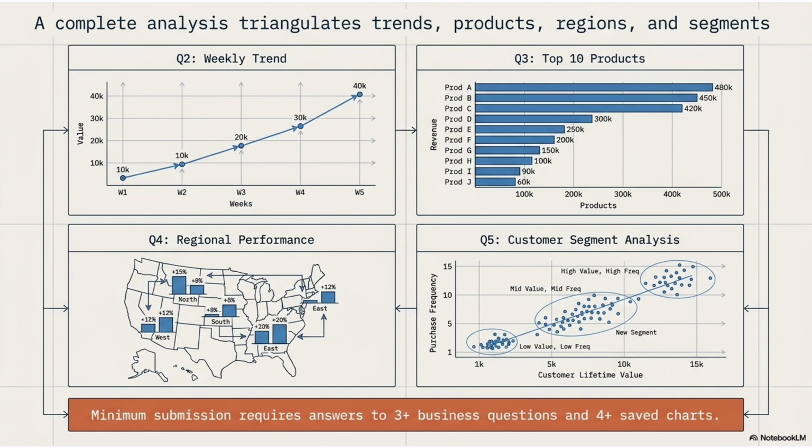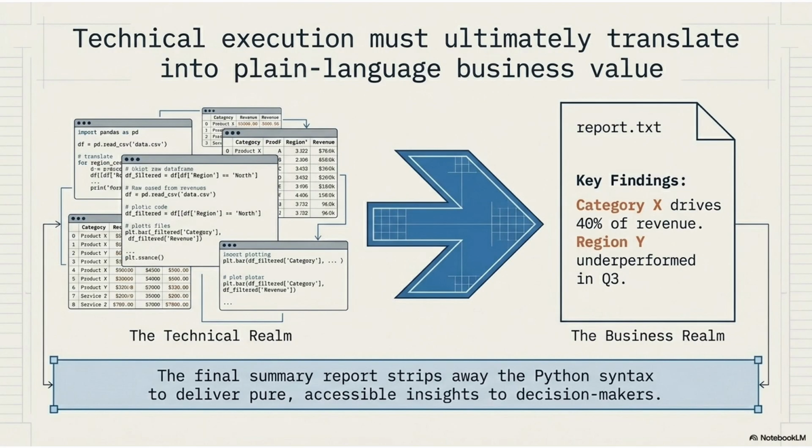Triangulation means you don't stop at one answer. You look at the data from categorical, temporal, distributional, or segmentation angles. The resulting picture is richer and more defensible than any single chart could be. 4 charts from 4 angles is the minimum bar for a professional analytical delivery. Technical execution must ultimately translate into plain language business value.